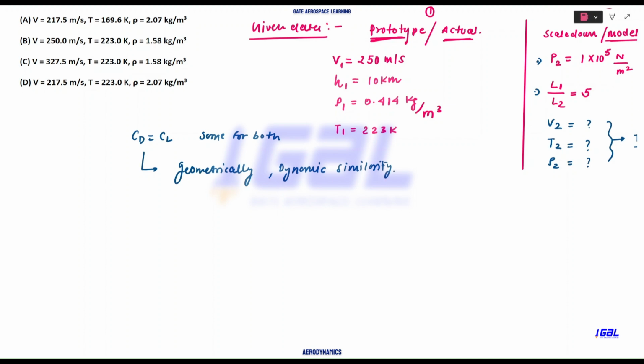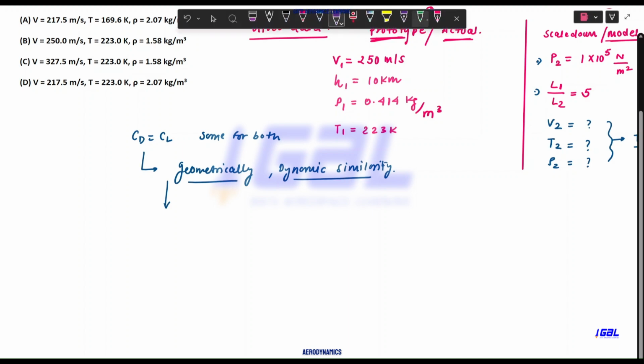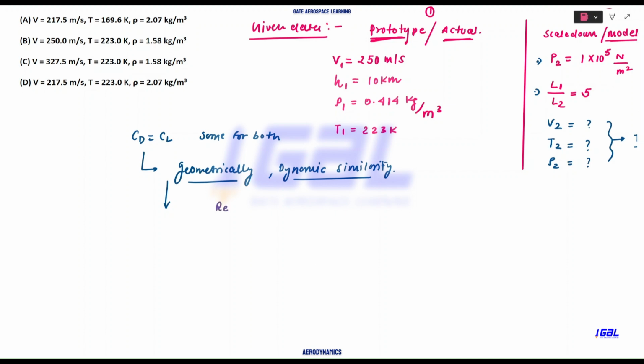Okay, I hope this is clear to you. Now from here I can conclude, if these two conditions exist, I can happily write this equation. The Reynolds number at any point on the surface will be the same. Also, due to the dynamic similarity, your Mach number at any two points of the model and prototype will be the same. Let's write M1 and M2. I hope now this is clear to you.